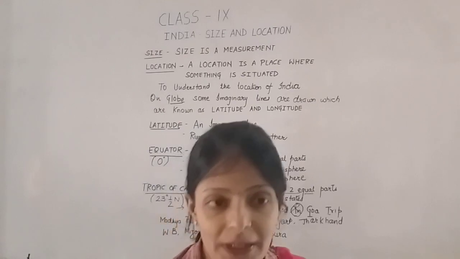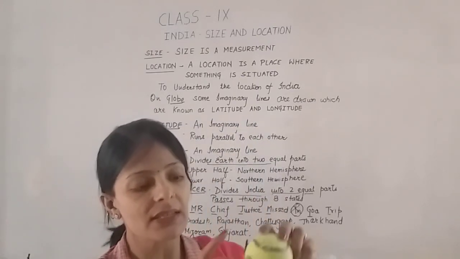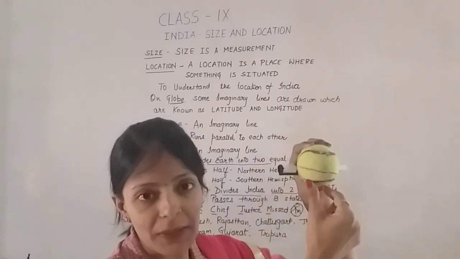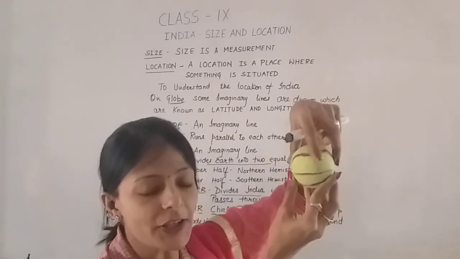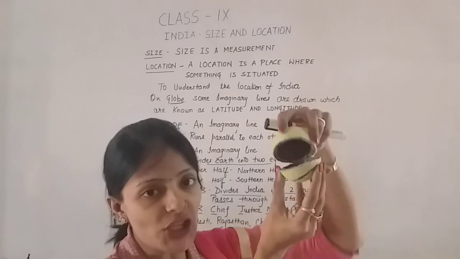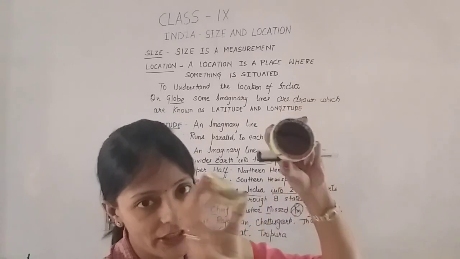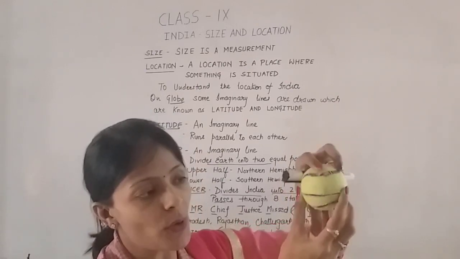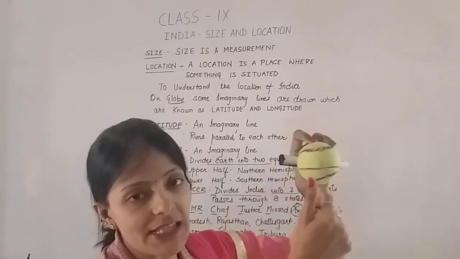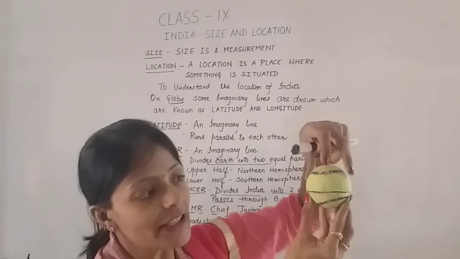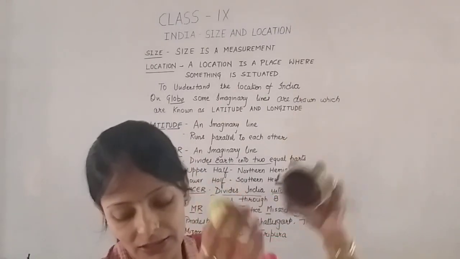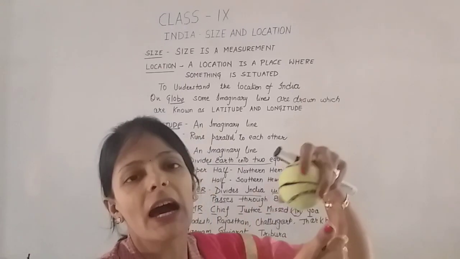Yes, students, let me give you one example. Suppose this is earth. Earth is sphere in shape. If I cut this sphere into two equal parts, then each part is known as hemisphere. I am repeating, suppose this is earth. Earth is sphere in shape. If I cut this sphere into two equal parts, then each part is known as hemisphere. Half hemisphere means half circle.